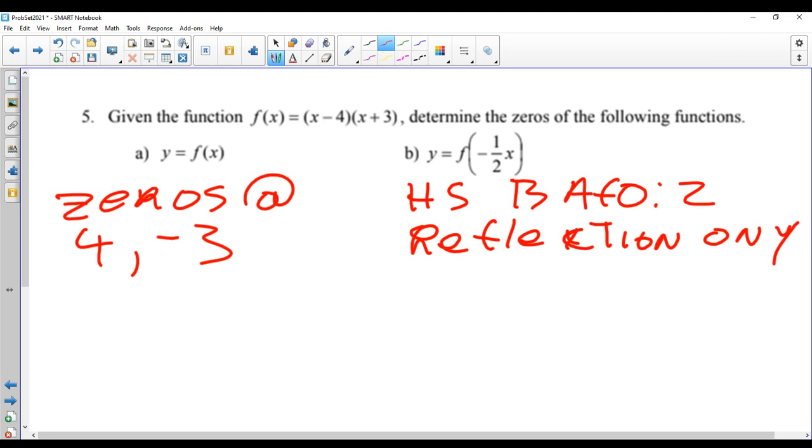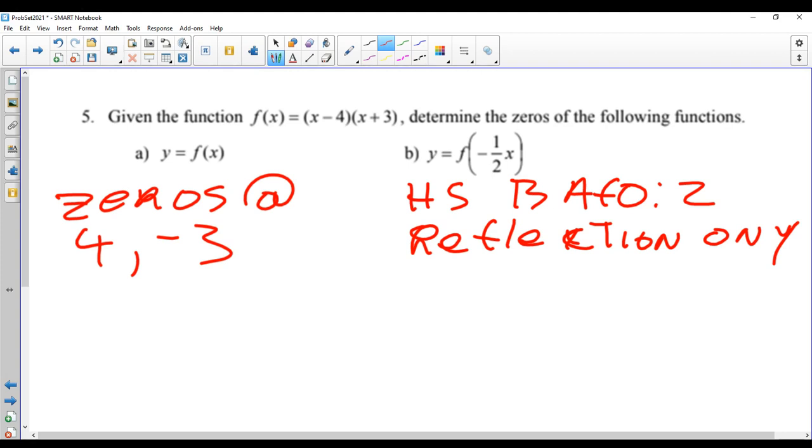Now, if we're talking zeros, those are all x values, right? The zeros are x values. So would these things affect the zeros? A horizontal stretch, is that going to affect the zeros? Zeros are x's. Does a reflection on the y affect the zeros? Yes, it does. Because if this half was in the front of the function, it would be a reflection on the x. But if it's attached to the x, it's a reflection on the y. It affects the x though, but it's a reflection on the y.